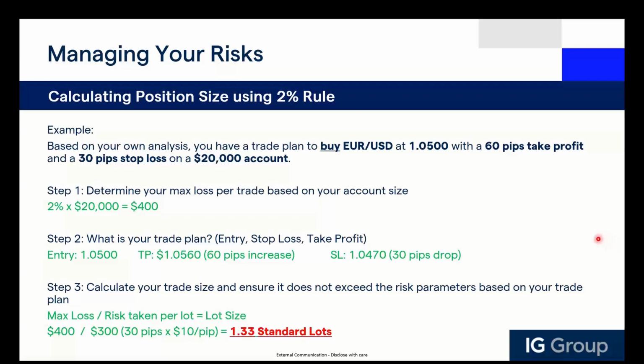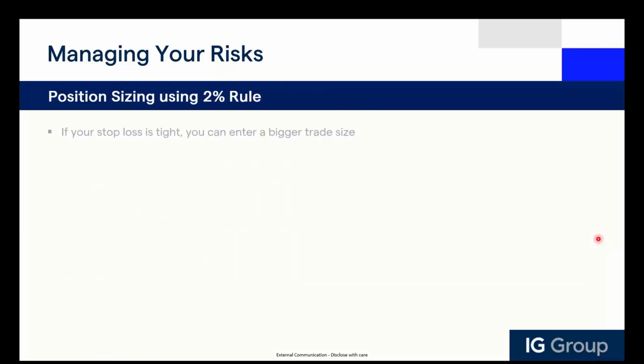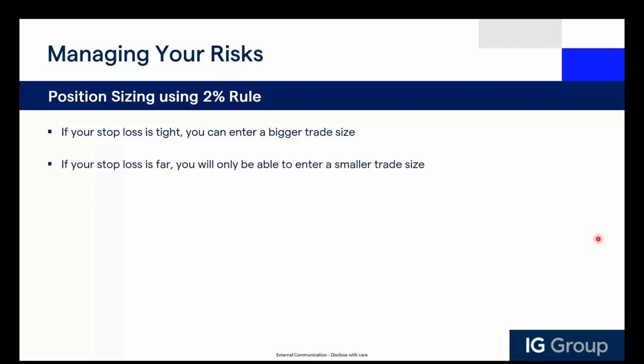Of course there is a trade-off. If you're looking at the 2% rule, and you put your stop loss too tight, of course you can enter a bigger trade size. If your stop loss is just 10 pips and you can risk $1,000 for this 10 pip movement, then it means you can potentially go into 10 lots. You can trade a very big size. But if your stop loss is, let's say, 100 pips away from your entry, with the same $1,000 you will not be able to enter the bigger size. So if your stop loss is further away, you will only be able to enter a smaller trade size.